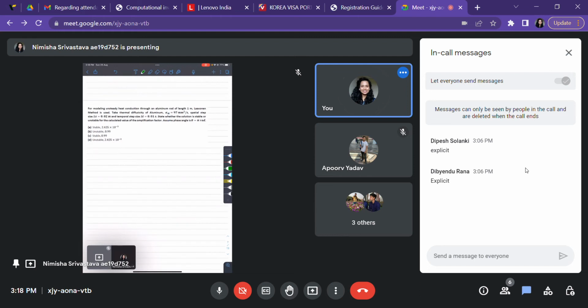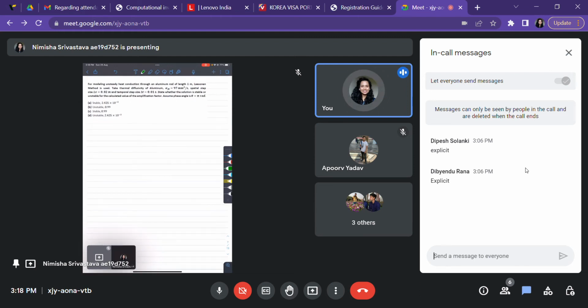Right. Okay. Then the next question is, for modeling the unsteady heat conduction equation through an aluminum rod of length 1 meter, the Laasonen method is used. Let's write down what we already have. Thermal diffusivity is 97 mm square, which means 97 into 10 to the power minus 6 meter square. Delta x is equal to 0.02 meter. Delta t is 0.01 seconds.